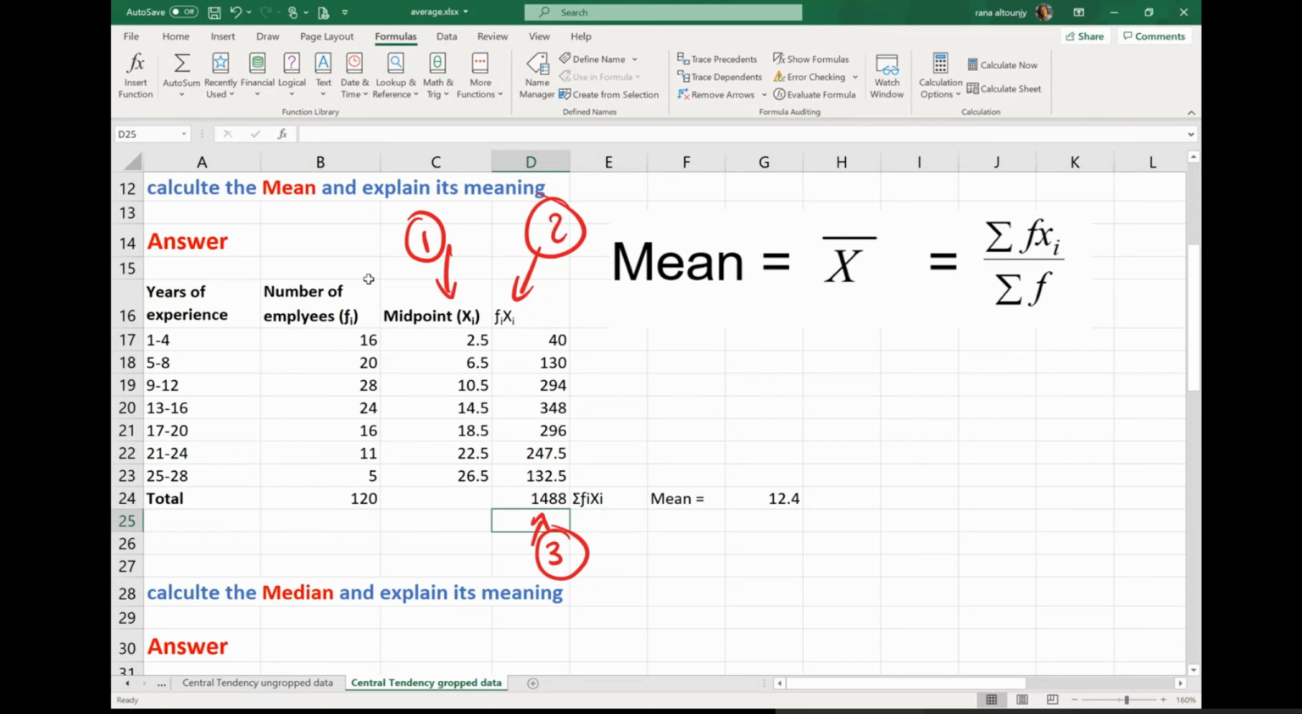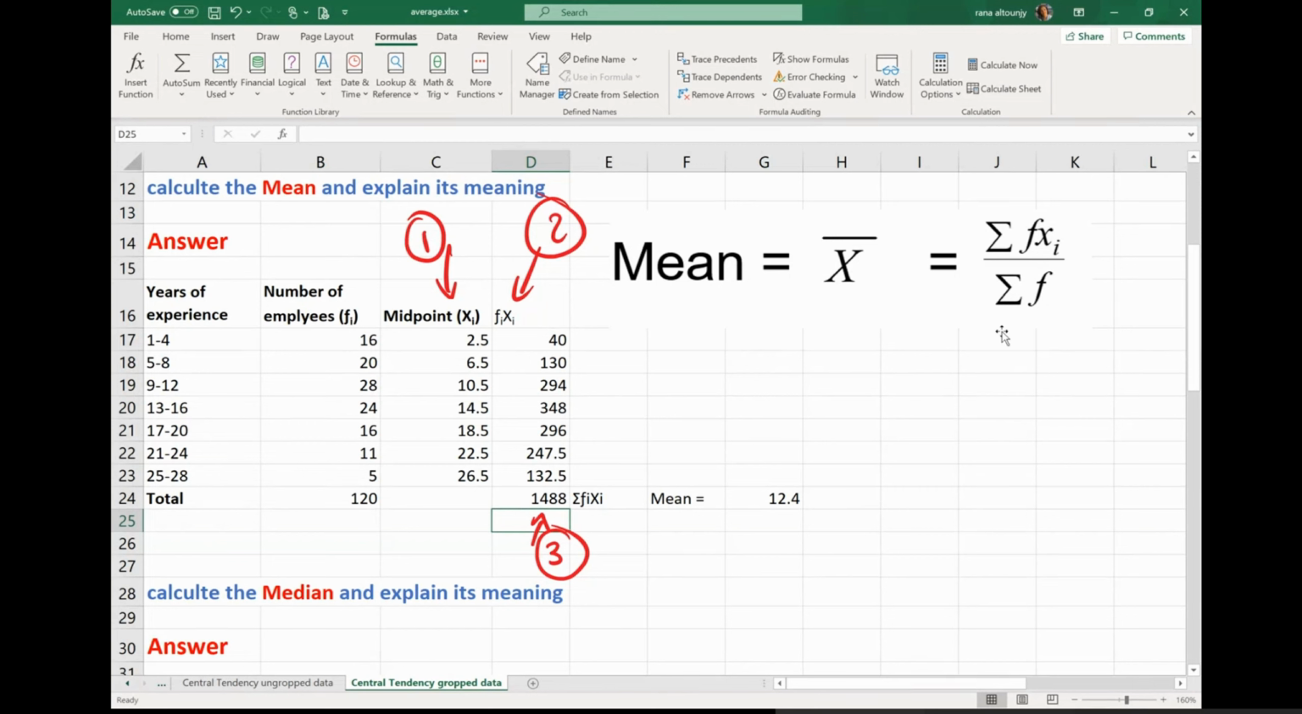Again, first step, we calculate the midpoint. Second step, we calculate Fi multiplied by Xi. What are Fi and Xi? Fi is our frequencies for each category. Xi is the midpoint of each category. So we need to calculate the Fi Xi for each category. Then we need to calculate the sum.